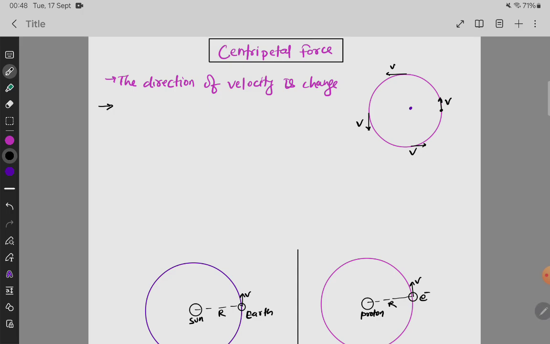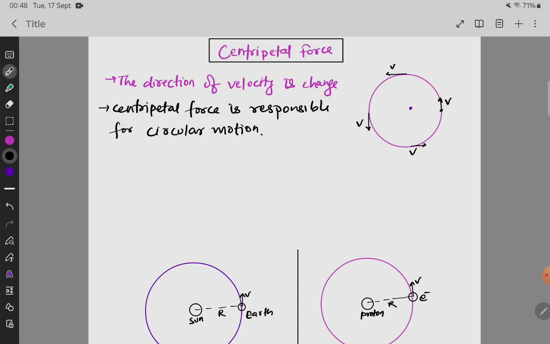So centripetal force, I am writing like this, centripetal force is responsible for circular motion, right? Now here I am writing that this is very important. This is not a new force.